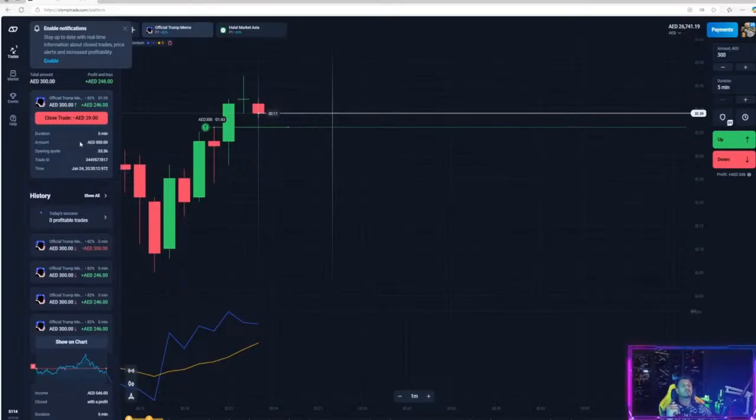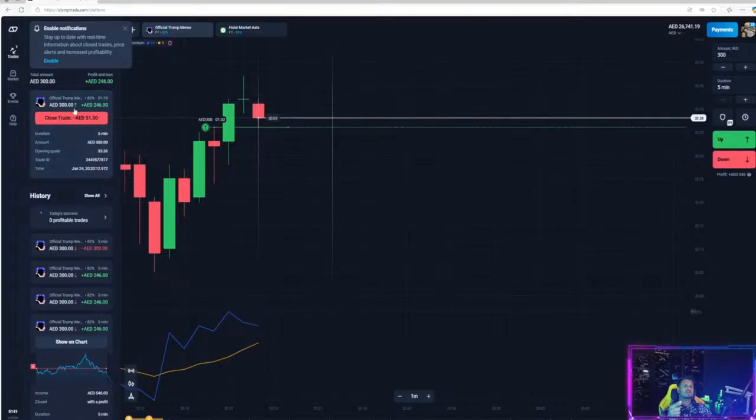Let's wait for only 1 minute 30 seconds, guys. What do you think? Should I make the second trade downward or upward? Today I will make all the trades only on the official Trump meme.